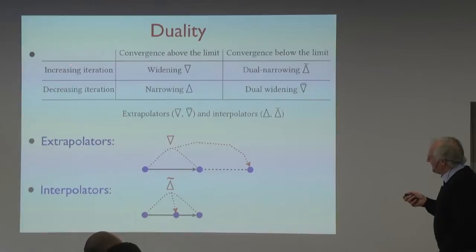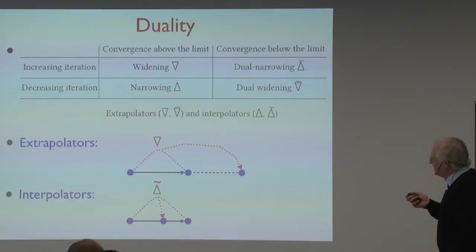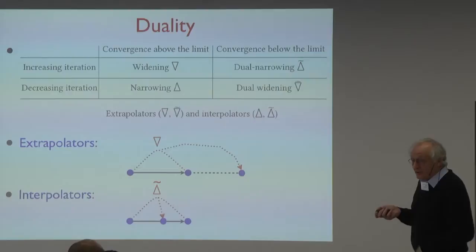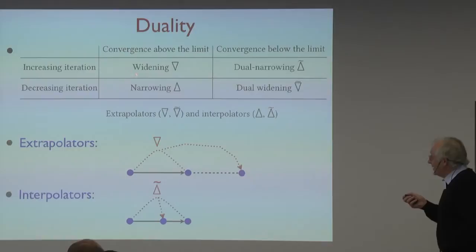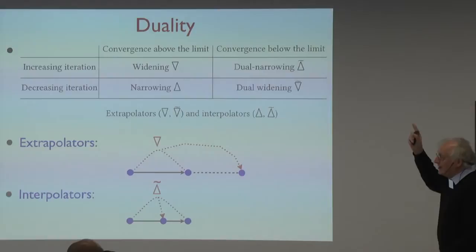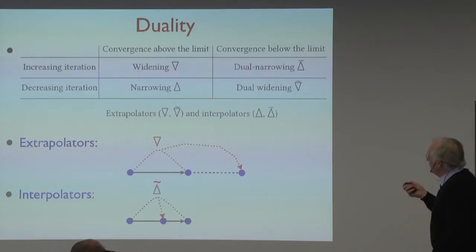So the duality is this. We have seen these two, the widening and the narrowing. The widening was for an increasing iteration. The narrowing was for a decreasing iteration. And the widening starts from below, it arrives above, and the narrowing starts above and arrives above the fixed point that you are looking for. So they are not dual. Now, if you take the dual, you have a dual narrowing. It starts above and arrives below the fixed point, and the dual narrowing will start below and arrive below.